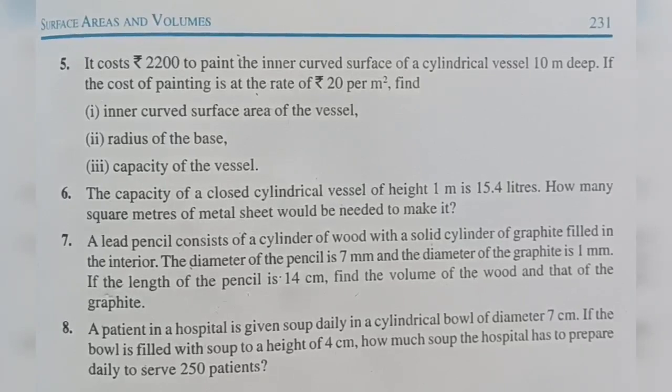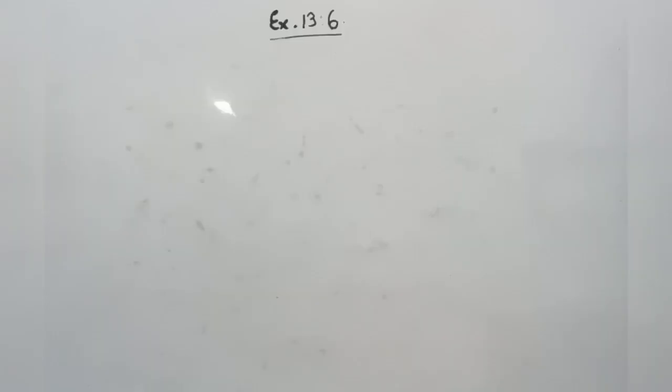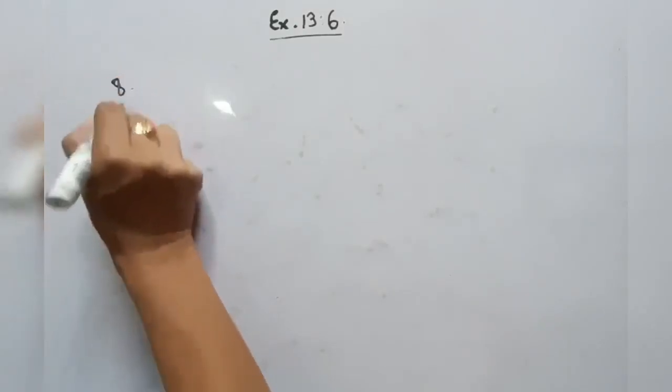Next exercise 13.6, question number 8. A patient in a hospital is given soup daily in a cylindrical bowl of diameter 7 centimeter. If the bowl is filled with soup to a height of 4 centimeter, how much soup the hospital has to prepare daily to serve 250 patients? So exercise 13.6, question number 8, solution.